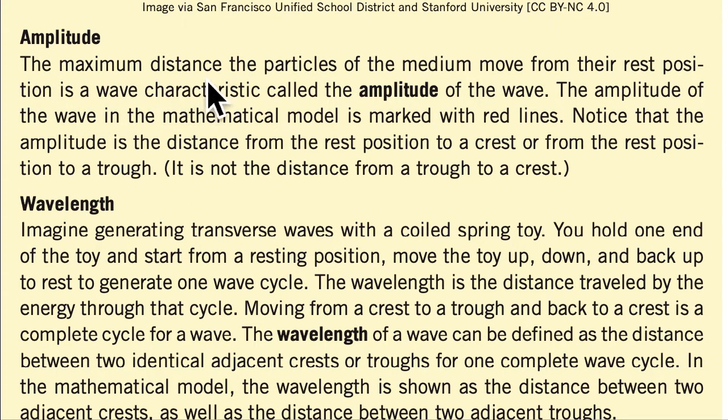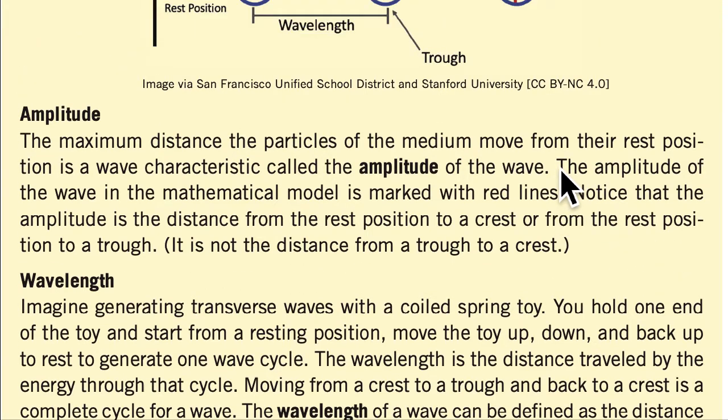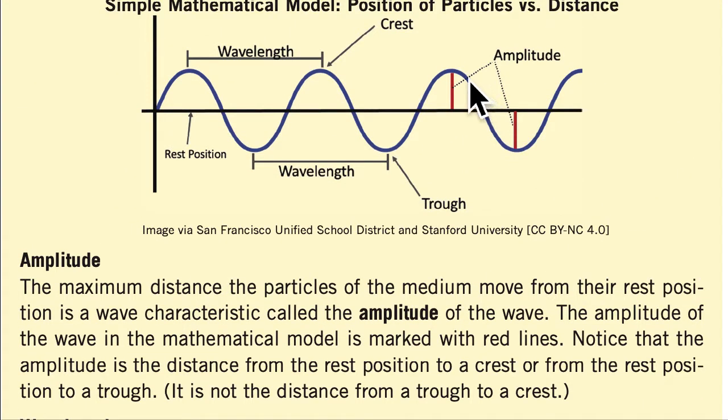Amplitude, the maximum distance the particles of the medium move from the rest position, is a wave characteristic called the amplitude of the wave. The amplitude of the wave in the mathematical model is marked with red lines. Notice that the amplitude is the distance from the rest position to a crest or from the rest position to a trough. It is not the distance from a trough to a crest.